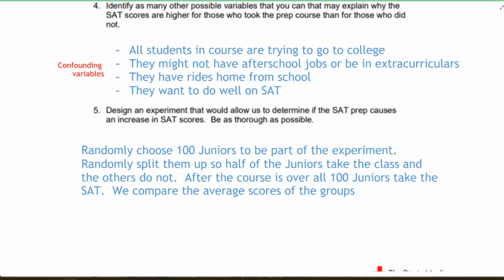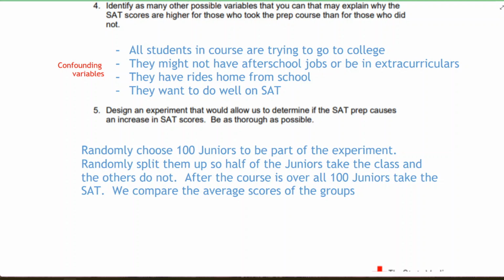Okay, so here's what we're going to do. We're going to randomly choose 100 juniors to take part in the experiment. We're going to randomly, again, split the juniors in half. So half of that is going to take the SAT prep class, and the other half is not. In other words, 50 of the juniors are going to take the prep class, 50 are not.